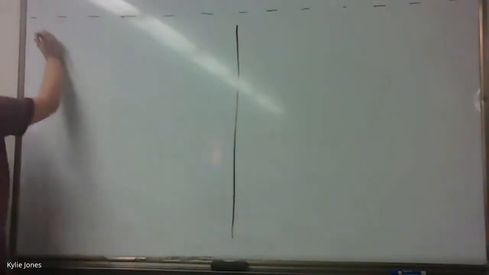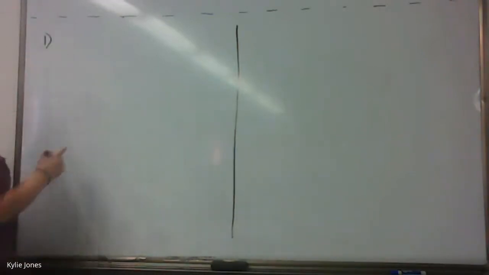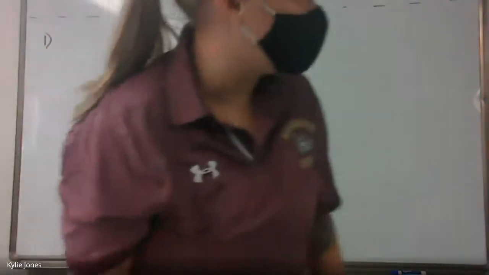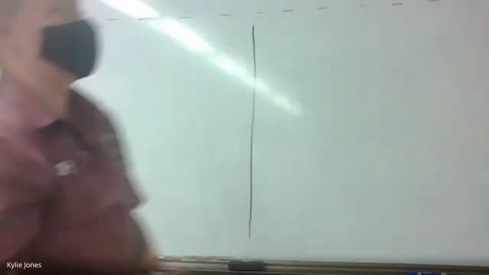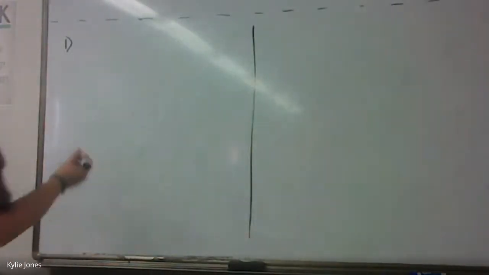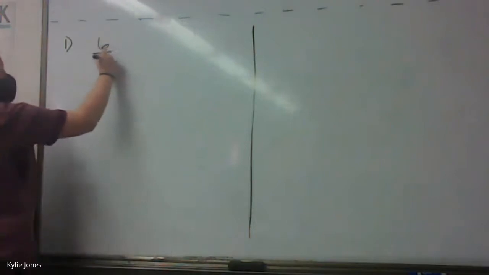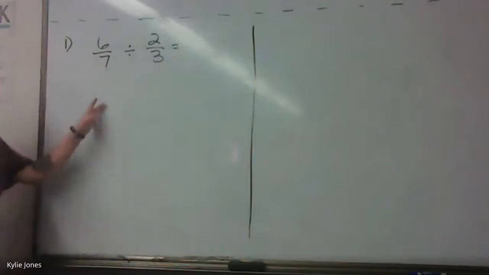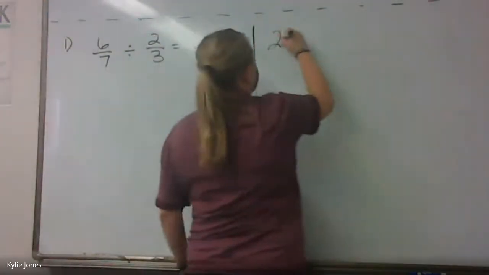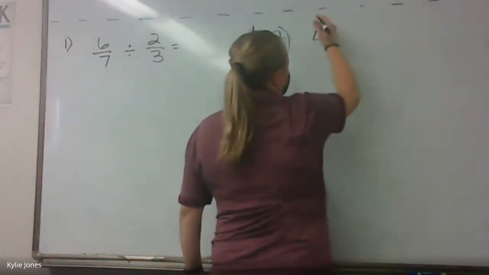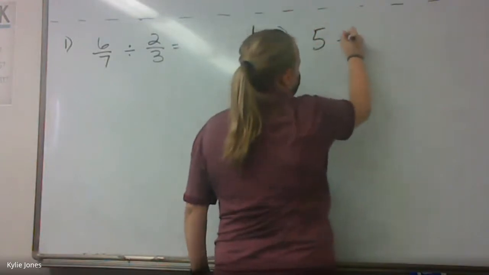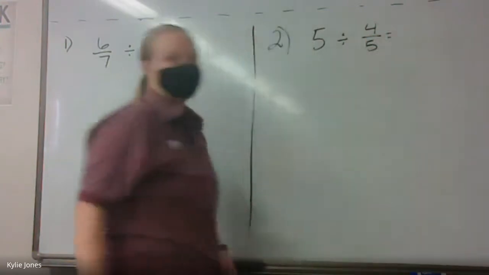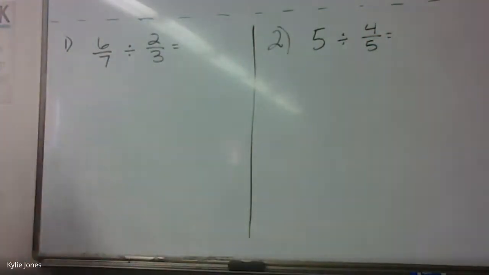So our first one, I think they can see it. Can they see this? No. What about now? Better? Okay. Let's do 6/7 divided by 2/3. Okay, so there's number 1. Number 2, let's do 5 divided by 4/5.